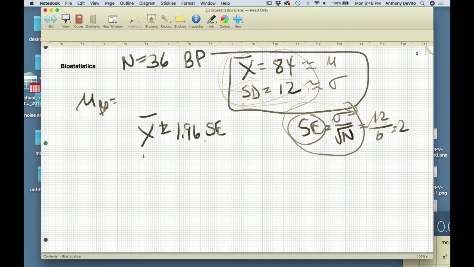So what we're going to do instead is we're going to use X bar plus or minus the t-value. Did we talk about the t-value before? Okay. The t-value times the standard error. So what does the t-value represent? The t-value represents a distribution that's based on the sample size. Each individual sample size has a different t-distribution.